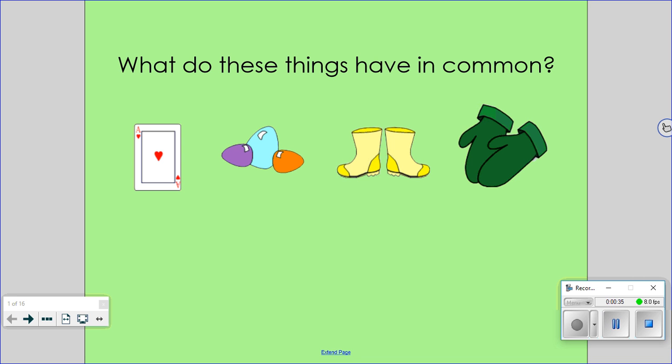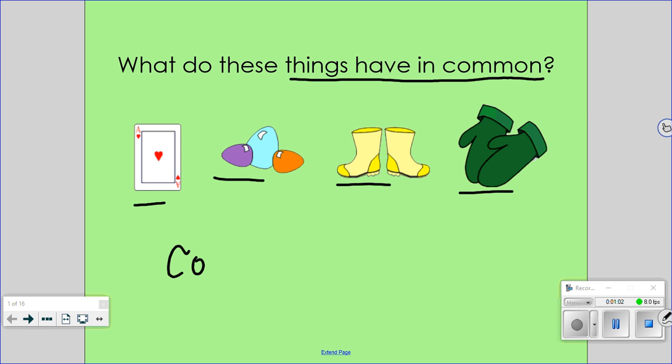What do these things have in common? Miranda, what do they have in common? Okay. I want to know what all four objects are related to each other, not just one. Eliana? They're all groups. All of these things come in groups.